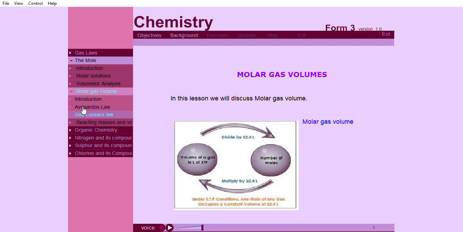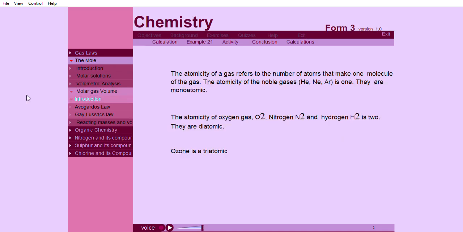In this lesson, we will discuss molar gas volume. The atomicity of a gas refers to the number of atoms that make one molecule of the gas. The atomicity of the noble gases, helium, neon, and argon, is 1. They are monoatomic. The atomicity of oxygen gas, nitrogen gas, and hydrogen gas is 2. They are diatomic. Ozone is triatomic.